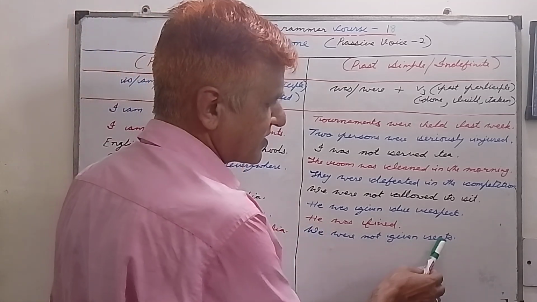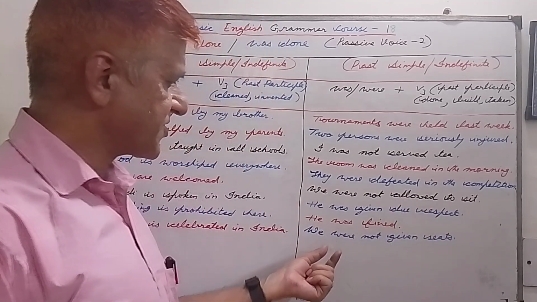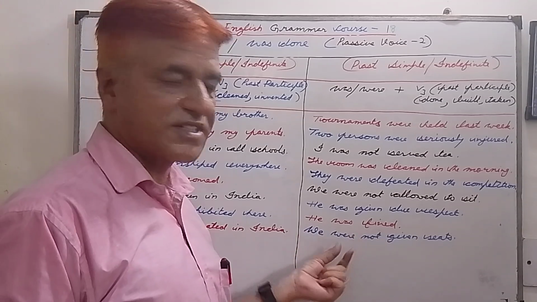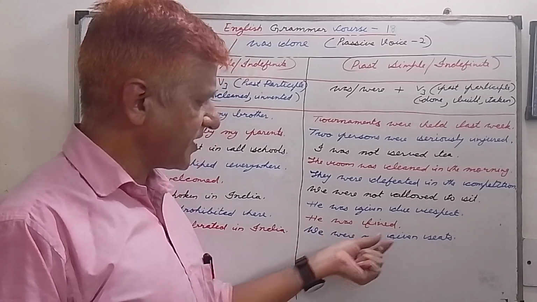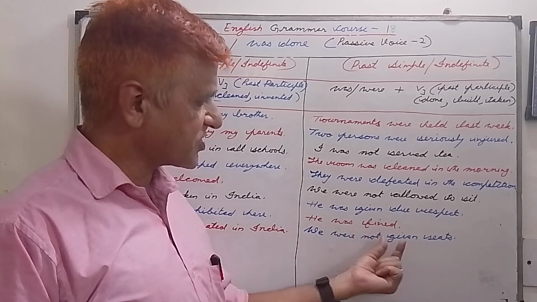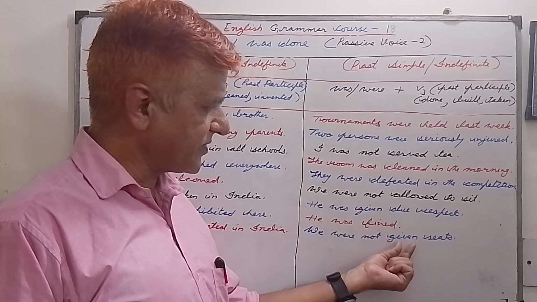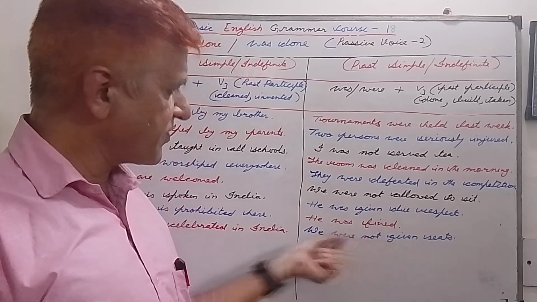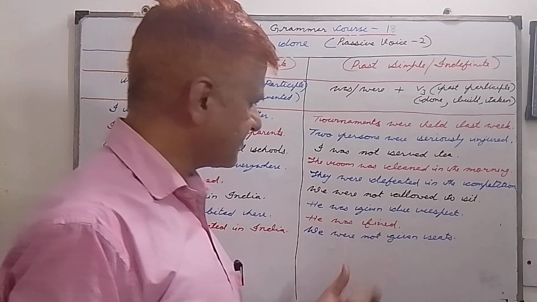We were not given seats. It is the "we" which is getting affected. So "we" is receiving the action of the verb. We were not given seats.